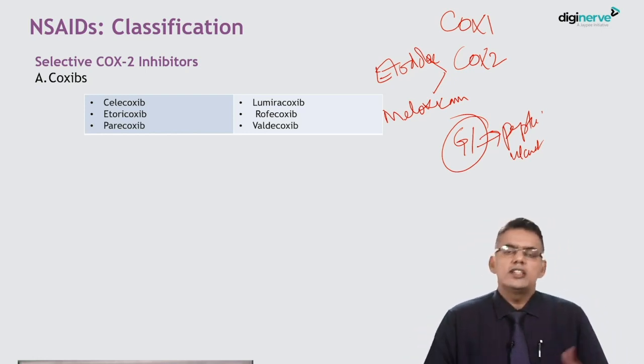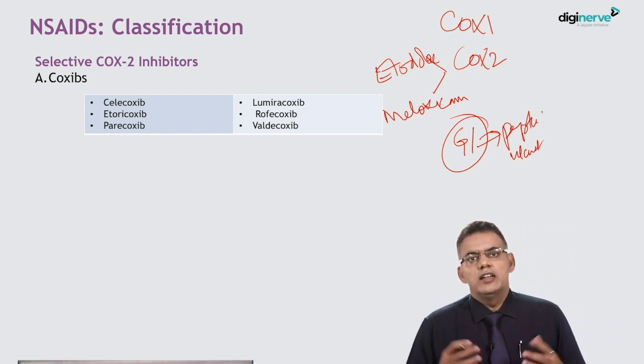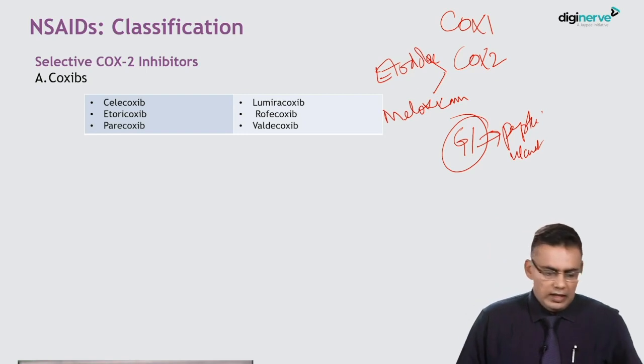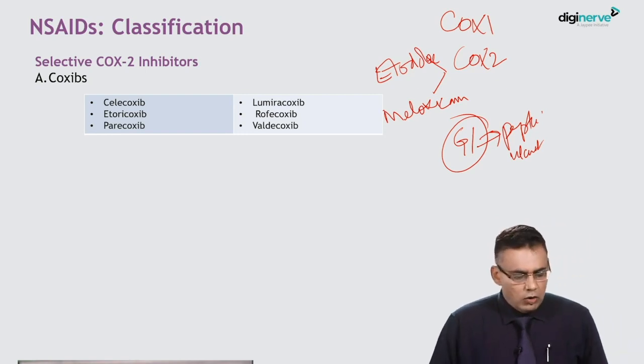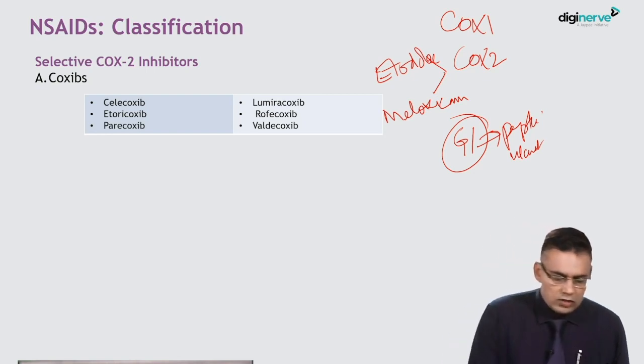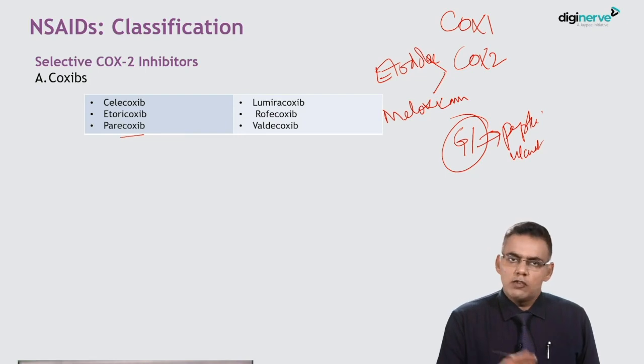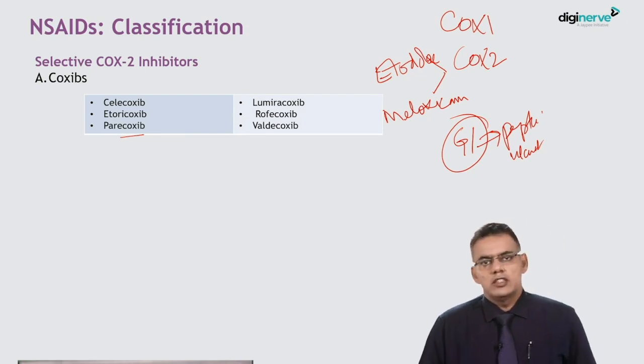But it led to another set of problems, that they had higher chances of cardiovascular and stroke risk. So the agents in this group include celecoxib, etoricoxib, parecoxib. So there is a coxib postfix to these agents. A few of these agents have already been withdrawn because of increased chances of acute myocardial infarction and stroke.